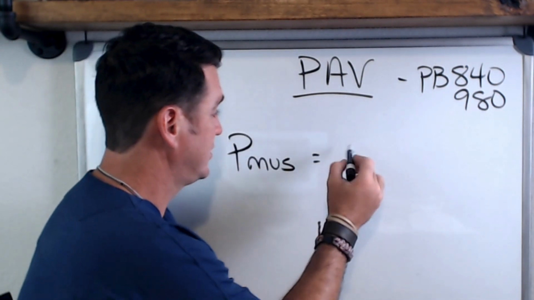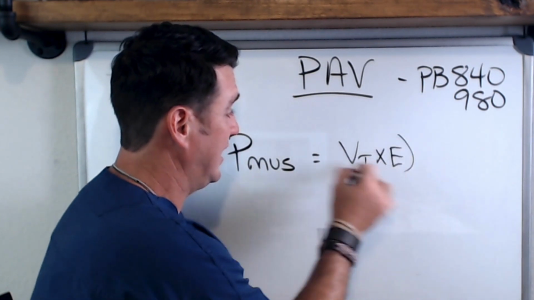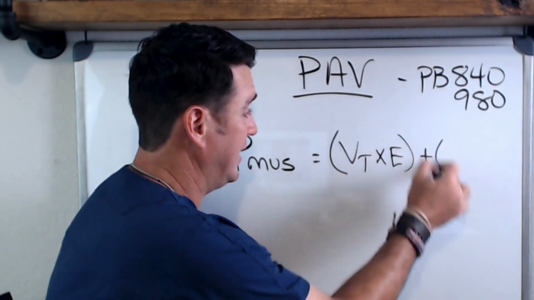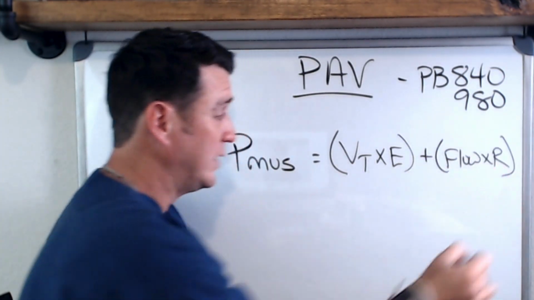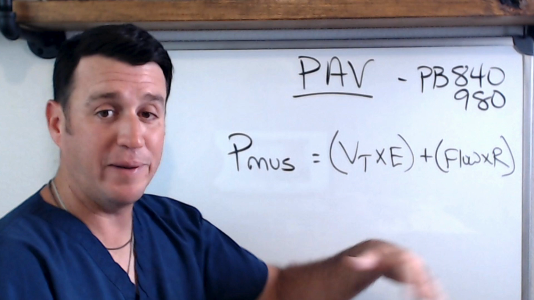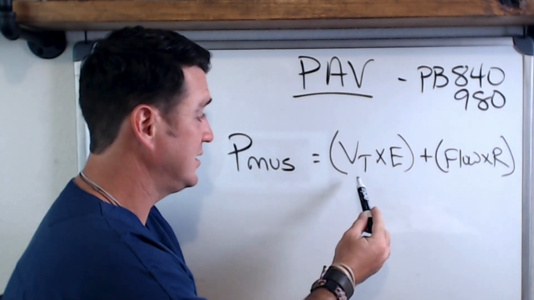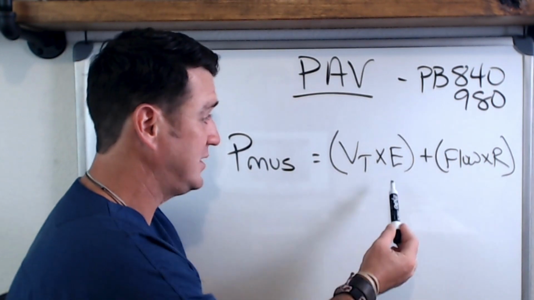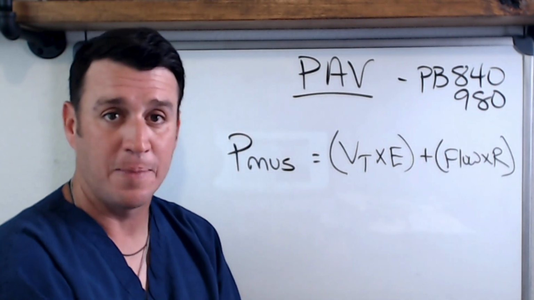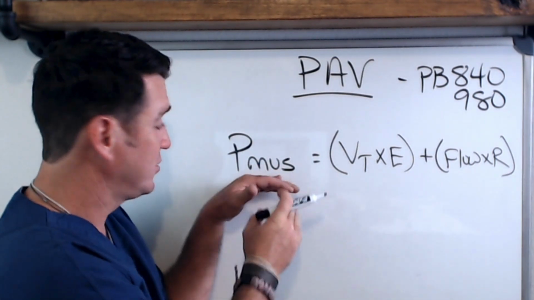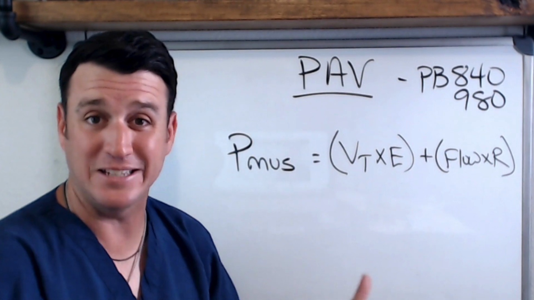PMUS equals volume times elastance plus flow times resistance, okay? So basically what this says is that if tidal volume increases or elastance increases or flow increases or resistance increases, then the work of the muscles has to increase to match that. Okay, that's basically what it says.